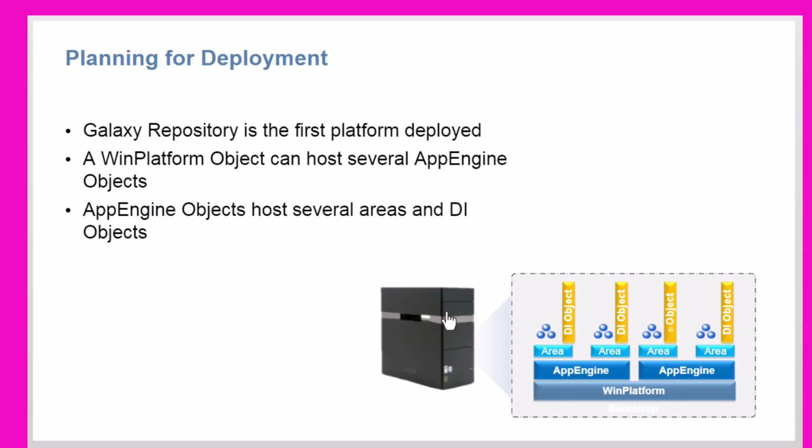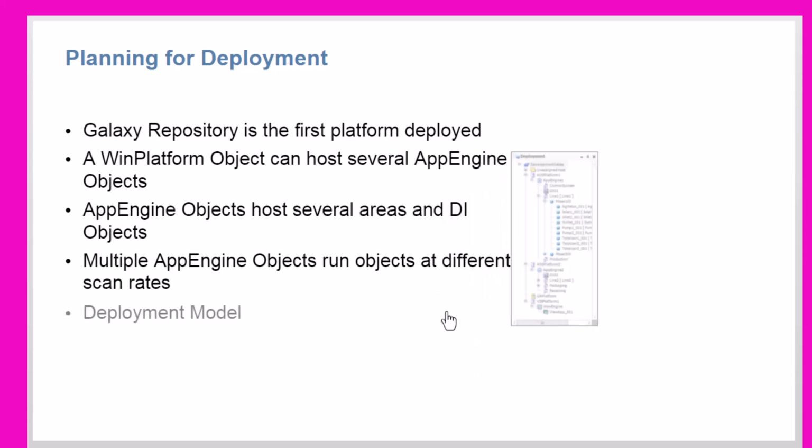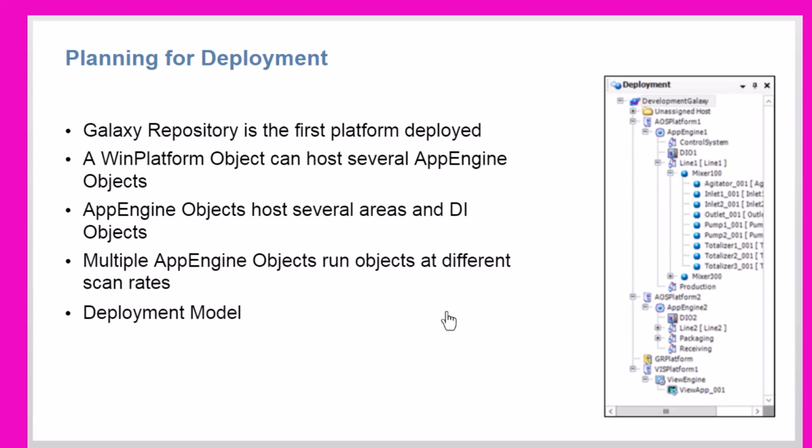Multiple App Engine objects allow running objects at different scan rates, meaning how often does the App Engine retrieve data from the PLC? 1 second, 1/2 a second? Here is a quick view of the Deployment View tab of the Archestra IDE. Take a moment to identify platforms, app engines, area objects, and so on.